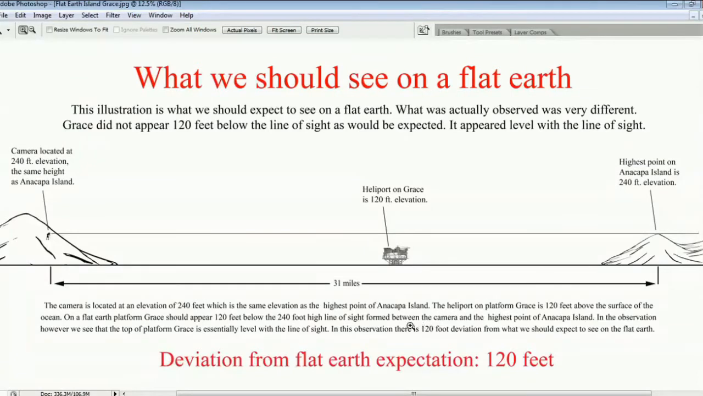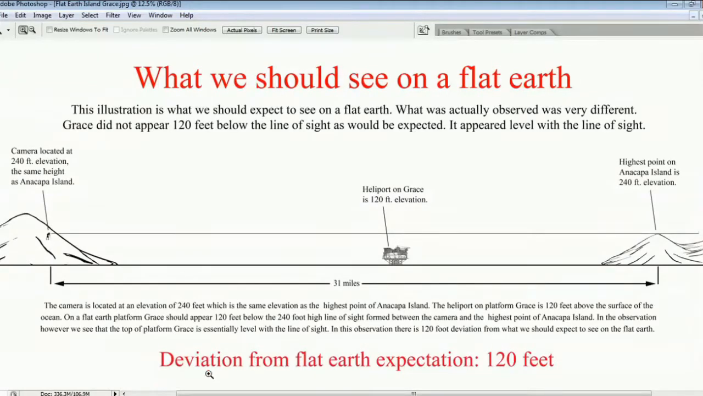In the observation, however, we see that the top of Platform Grace is essentially level with the line of sight. In this observation, there is a 120-foot deviation from what we should expect to see on the flat Earth. So it's off by 120 feet. Essentially, that's the deviation we're seeing. This is what I find very compelling.